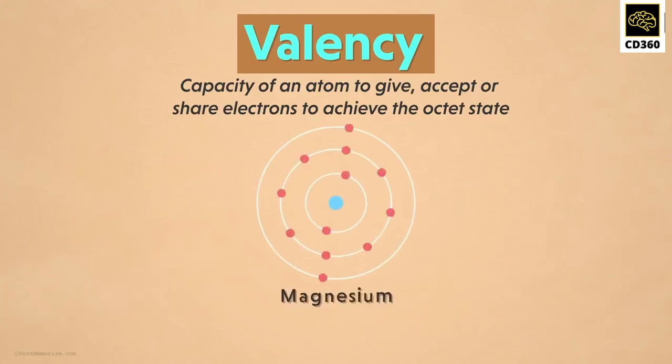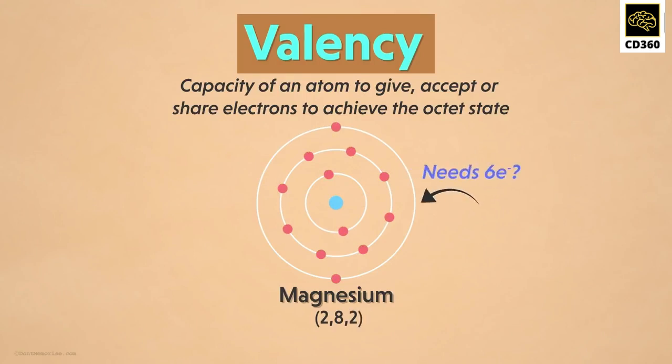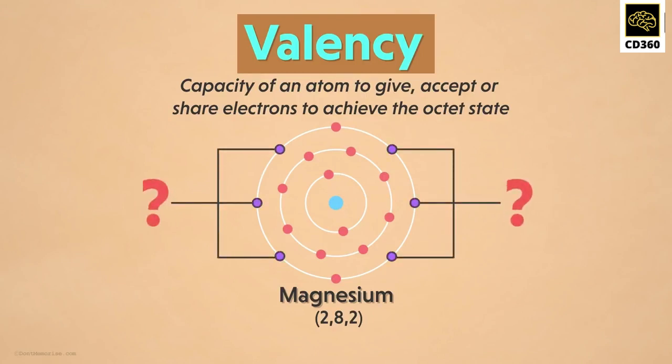Now tell me, what will be the valency of magnesium? We know that magnesium has 12 electrons. That means the electronic configuration of magnesium is 2, 8, 2. So how many electrons will be needed now? 6. That's correct. 6 electrons are needed to complete the octet. But which atom will give away 6 electrons so easily? Is it even possible? Not really.